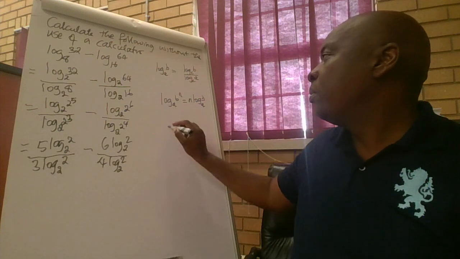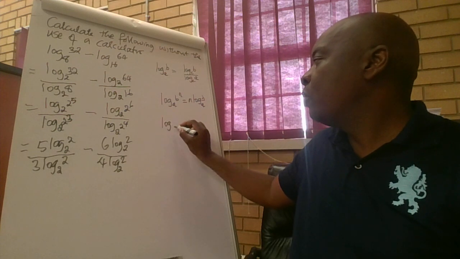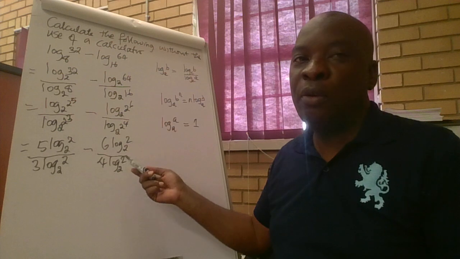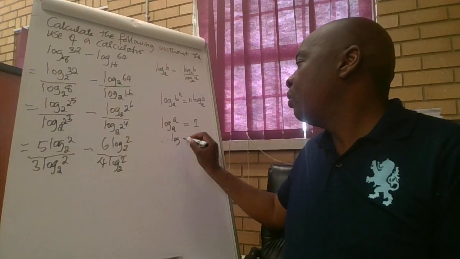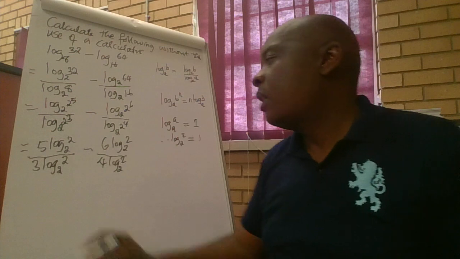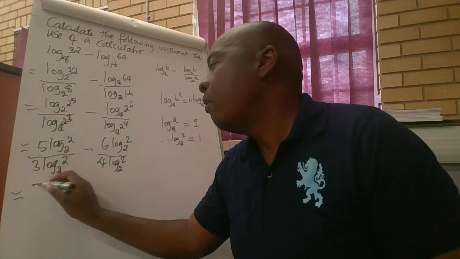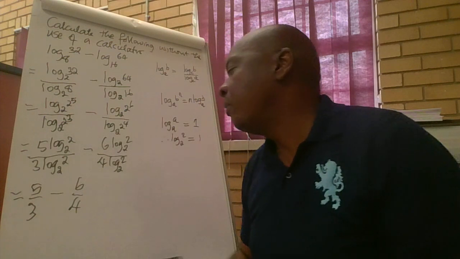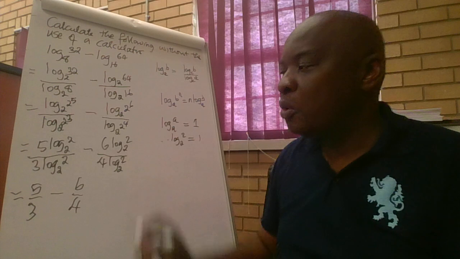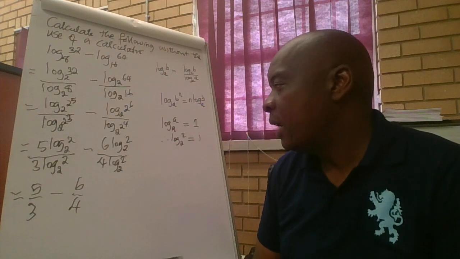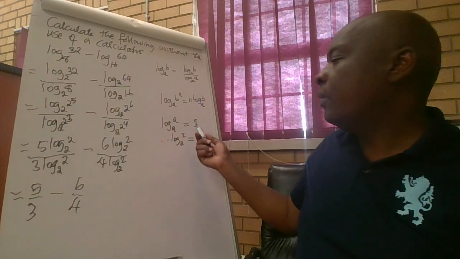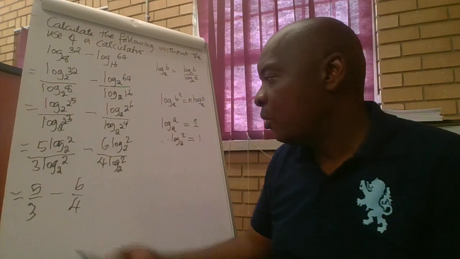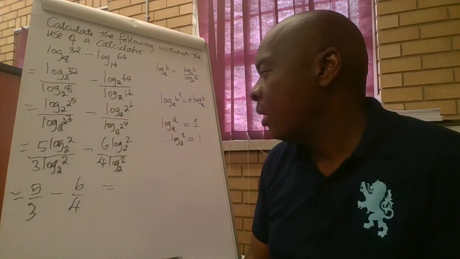And again, we also know that we have a law which says that log to base A of A is equal to 1. So it follows therefore that log to base 2 of 2 is equal to 1. So that means ultimately what's left here will be 5 over 3 minus 6 over 4, like that. So remember, log to base 2 of 2 is 1, according to the law which says log to base A of A is equal to 1. So ultimately what we have is just 5 over 3 minus 6 over 4.